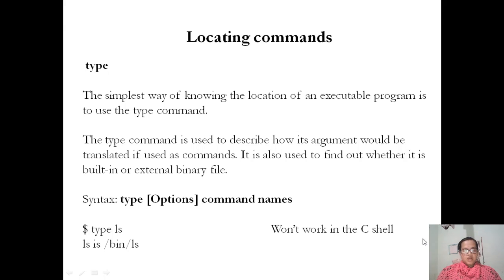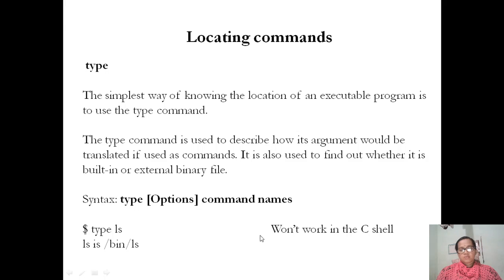Coming on to the locating of commands. In order to know where the location of our executable program is, the simplest way of knowing is by using two things, that is the type command as well as the path variable. Type command is used to describe how its arguments would be translated if used as a command. It is also used to find out whether a command is a shell built-in or an external binary file. So here there is an example, type ls.